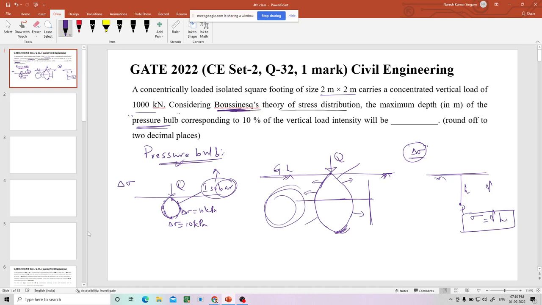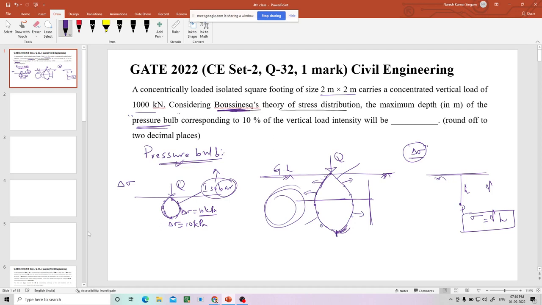So this is all about the pressure bulb. The pressure bulb is a surface which is the locus of the points referring to the same incremental stress below the ground level. That is what the pressure bulb is. And now, seeing this surface, suppose this is also a pressure bulb which shows the same incremental stress everywhere on the surface.